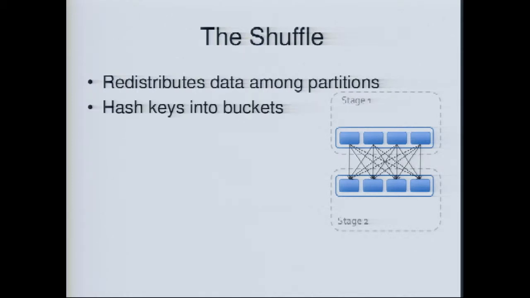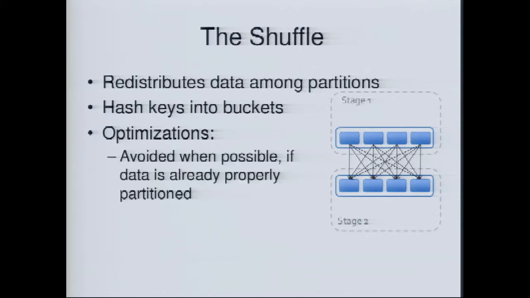Okay. And this repartitioning is simply a matter of hashing keys into buckets. So we hash all of the A's into the same bucket, all of the B's in the same bucket, such that when we get to the groupBy, I can just look in one place and they'll all be there for sure.